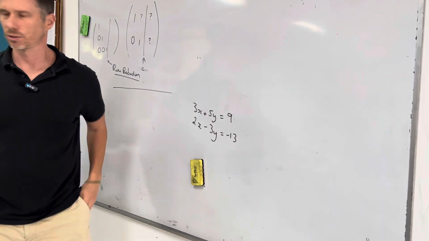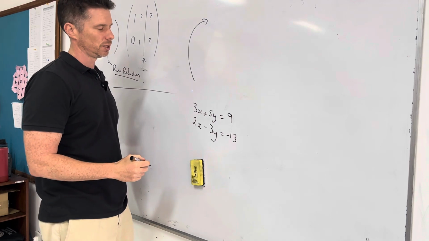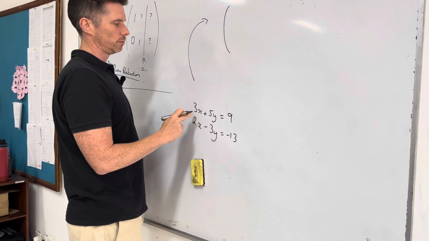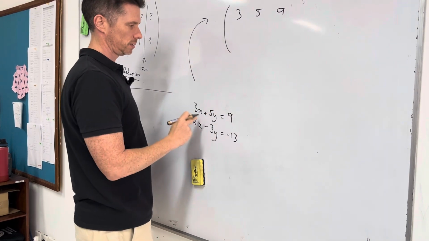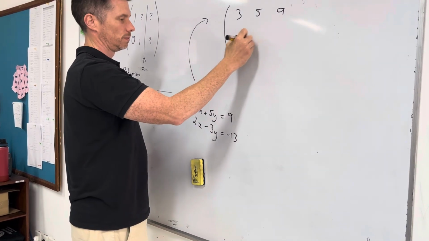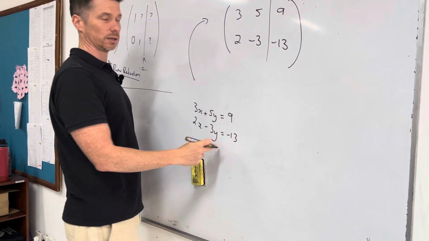Okay, so let's solve these two linear equations using row reduction. Writing them, we write just the coefficients: 3, 5, 9, 2, minus 3, minus 13. I put this line here that is the equal sign.